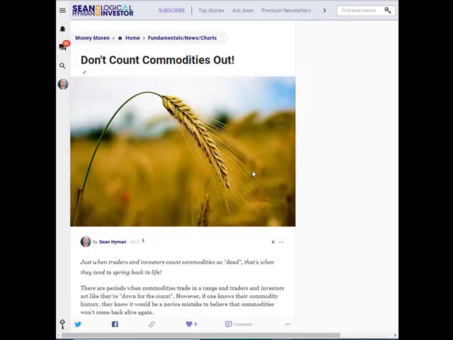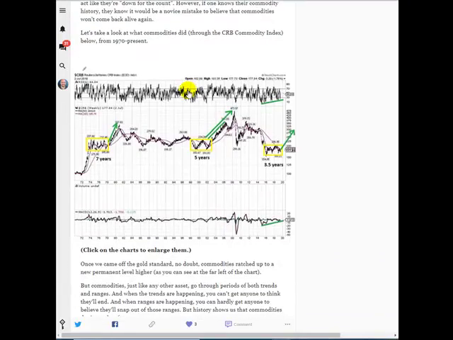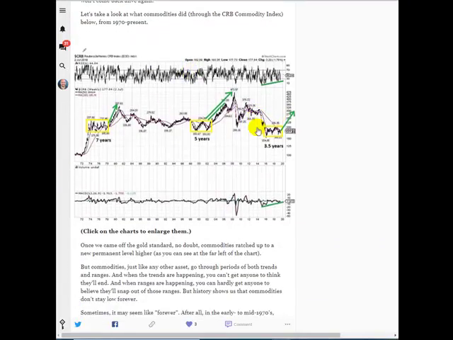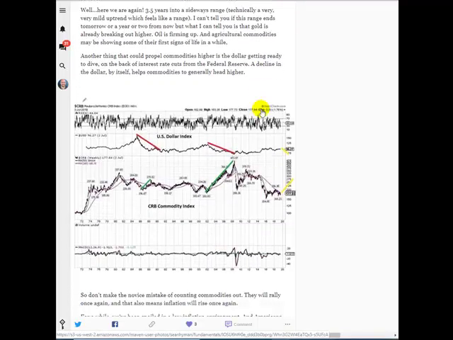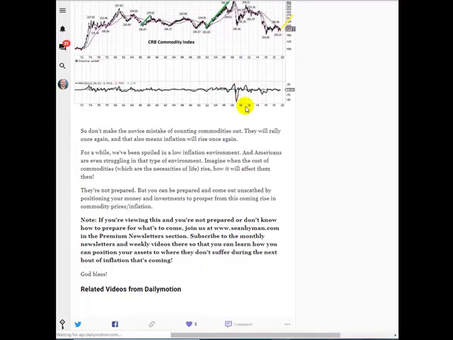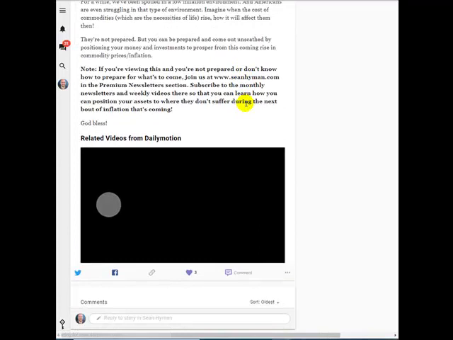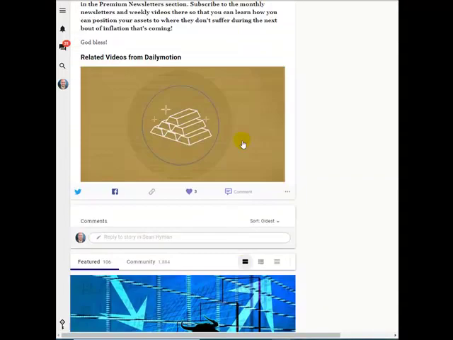We were off last week for the 4th, and so I wrote this recent article. I hope you'll click on and read and share. It says "Don't count commodities out," and I give some kind of a long history of commodities and look there and some different things where I think commodities are going and why and the types of moves they can make and stuff.